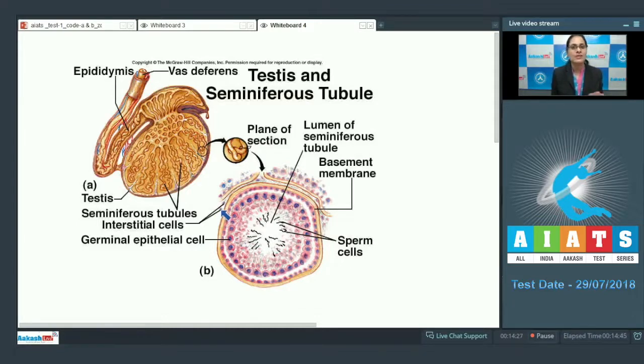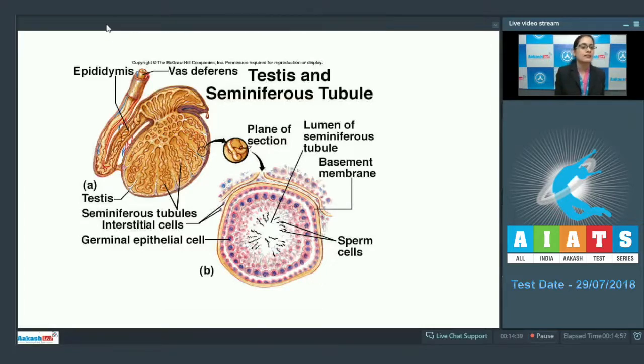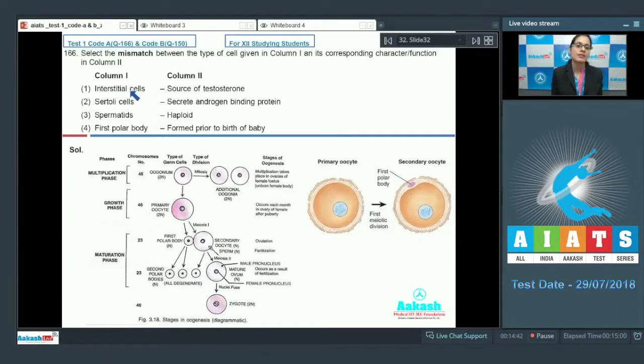And these cells are known as Leydig cells. And these cells are responsible for the secretion of hormones called androgens, which are mainly testosterone in males. Now let's discuss the question. So interstitial cells act as a source of testosterone, and this is a correct match. Second option is Sertoli cells secrete androgen binding proteins.